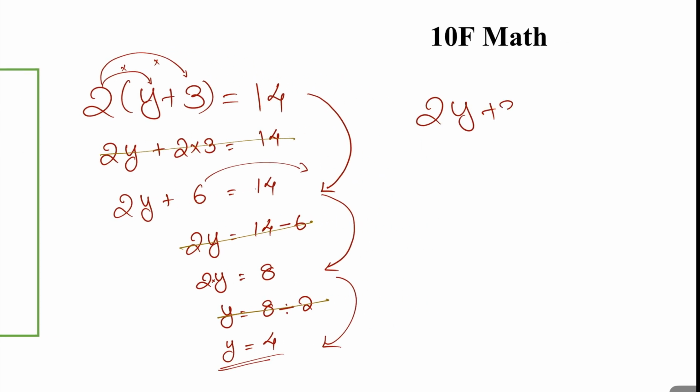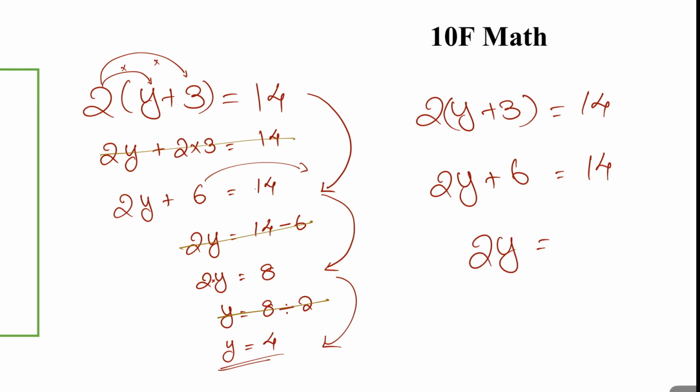So it is like that. 2(y + 3) equal 14. Multiplying each term with 2, that is 2y plus 2 times 3 is 6 equal 14. I'm moving the 6 to the right hand side. 2y equal 14 minus 6, that is 8, and y equal 8 divided by 2, that is 4.